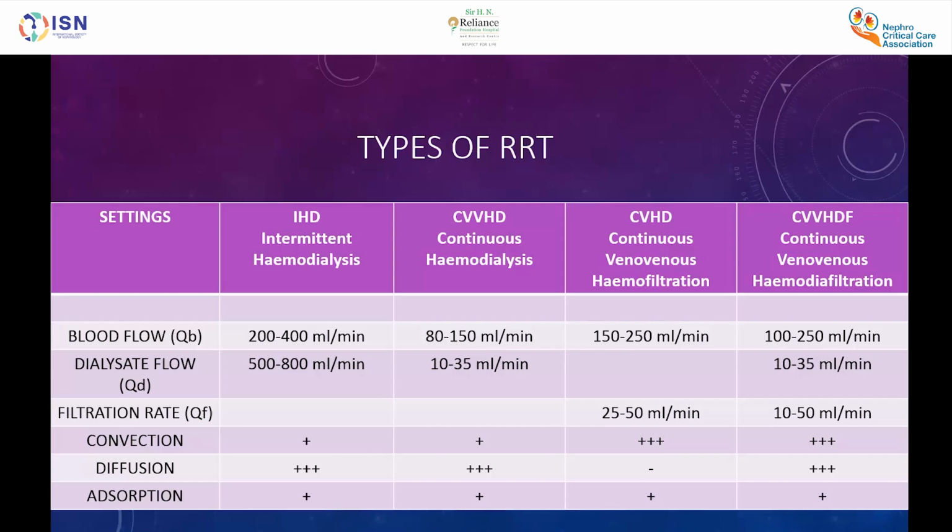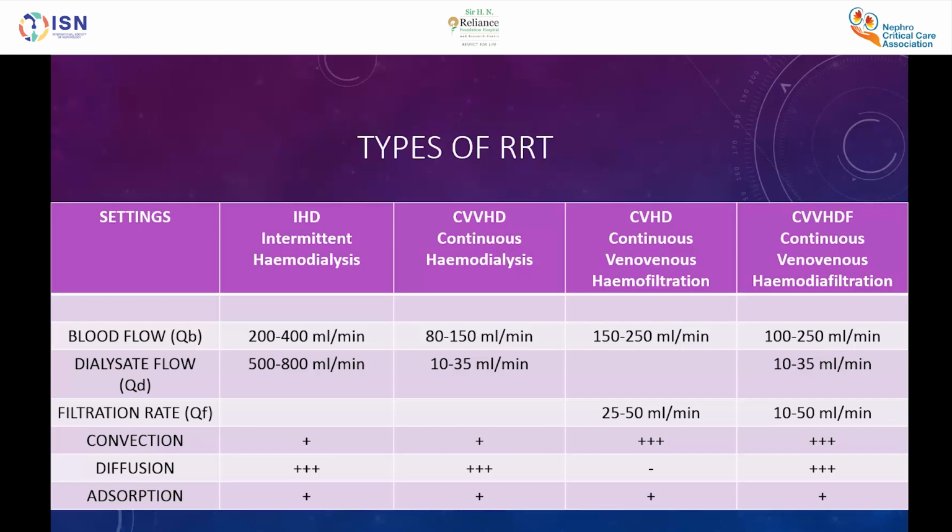Similarly, continuous hemodialysis is also through the diffusion method, but the blood flow and dialysate flow rates are lesser. The blood flow is around 80 to 150 ml per minute, whereas the dialysate flow is around 10 to 35 ml per minute. Whereas in continuous veno-venous hemofiltration, the blood flow is around 150 to 250 ml per minute with a filtration rate of around 25 to 50 ml per minute, and the mode of filtration is through convection.